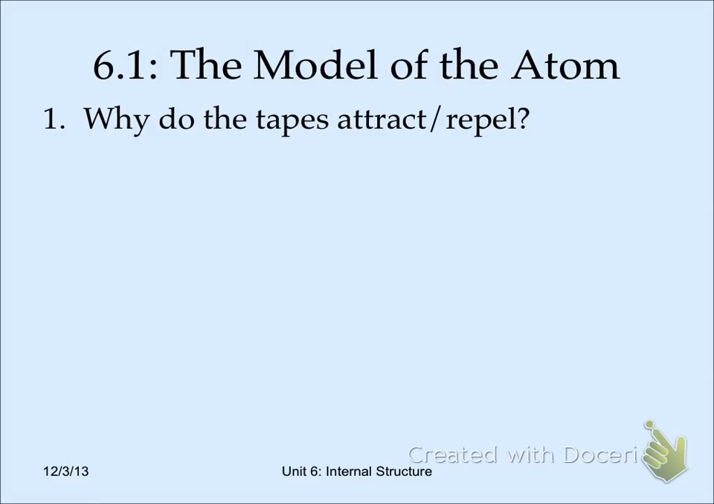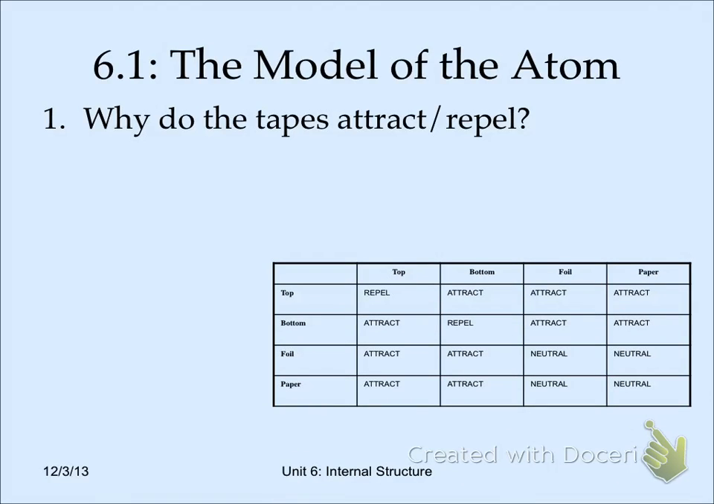We know that they do attract and they do repel, but why is it that they do that? And we have this little chart that we put up on the board, and you had on your whiteboards, that told you what it repels and what attracts. And hopefully from this chart we understood that the top and bottom tapes were oppositely charged. That's why the two of them repelled.